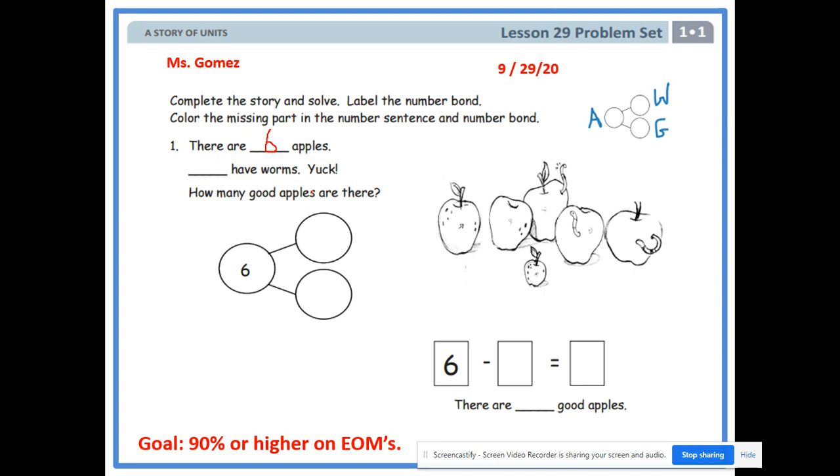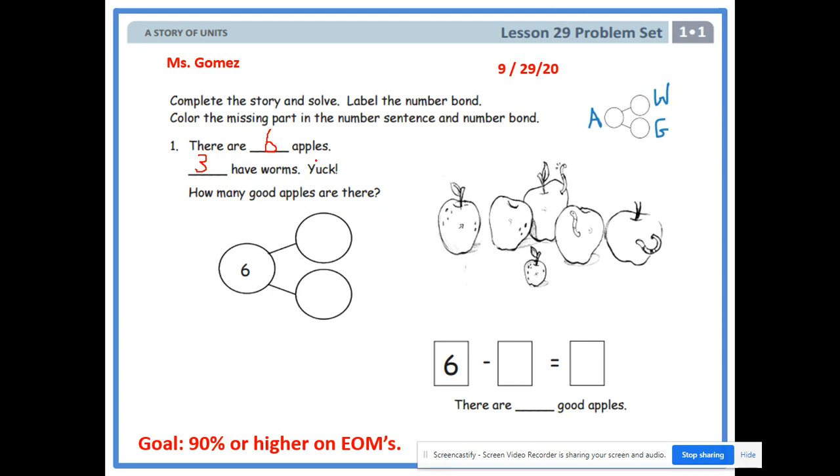Blank have worms. Yuck. Ooh. So look at the picture. How many apples do you see with worms in it? Well, let's count. Ready? 1, 2, 3. So let's go ahead and write a 3. Our question says, how many good apples are there?